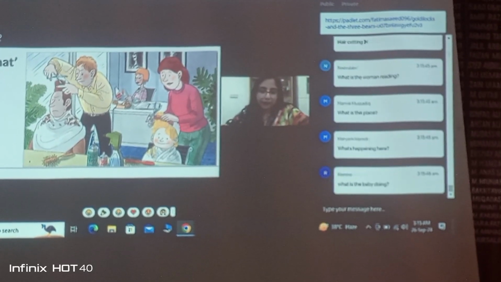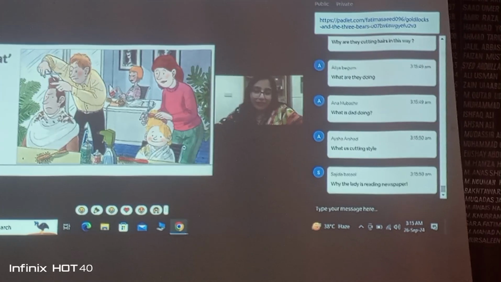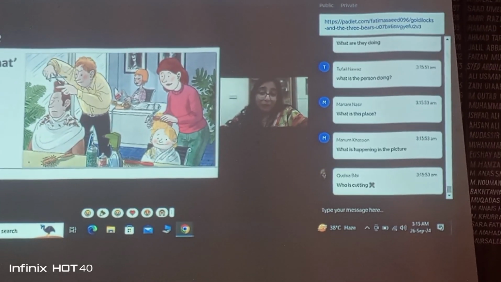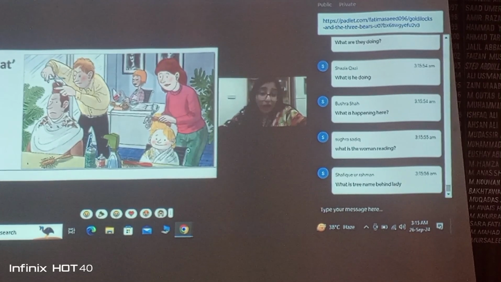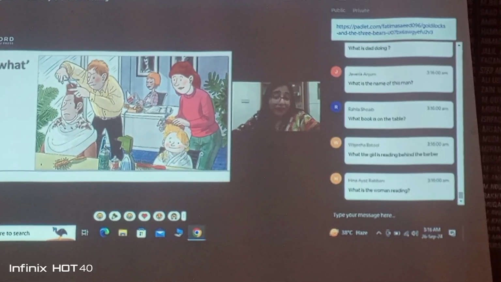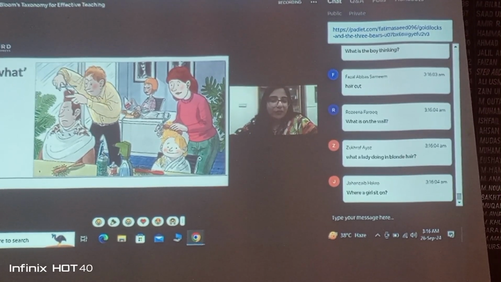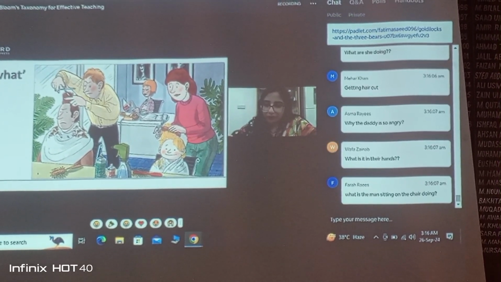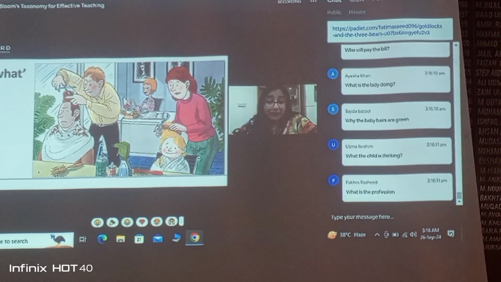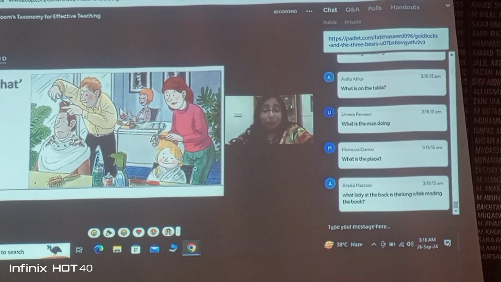What is happening? What are they doing? What can you see in the picture? What is the girl reading? What is the barber doing? What is the name of the barber? What is the child doing? What is the lady doing while showing the anger? Okay, what is their work? What is the reason of keeping the bottle open? What are they doing? What is she cutting? Okay, what is happening? What are they doing? What is the woman reading?